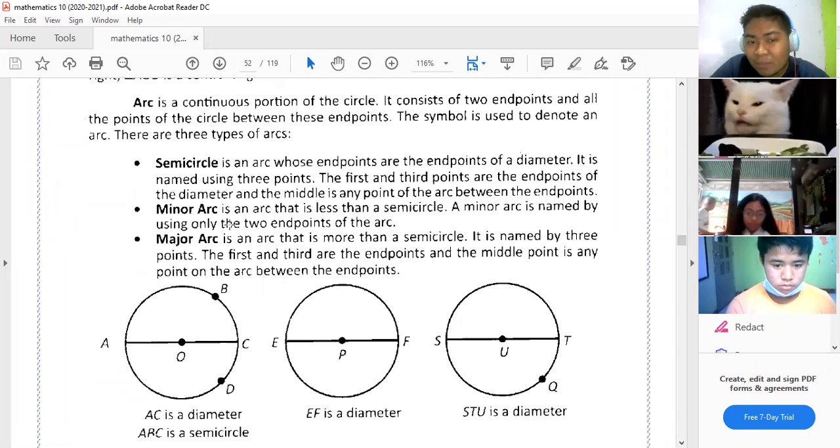Okay, so meron naman tayong minor arc. It is an arc that is less than a semicircle. So, pag sinabing less than, mas malaki o mas maliit?